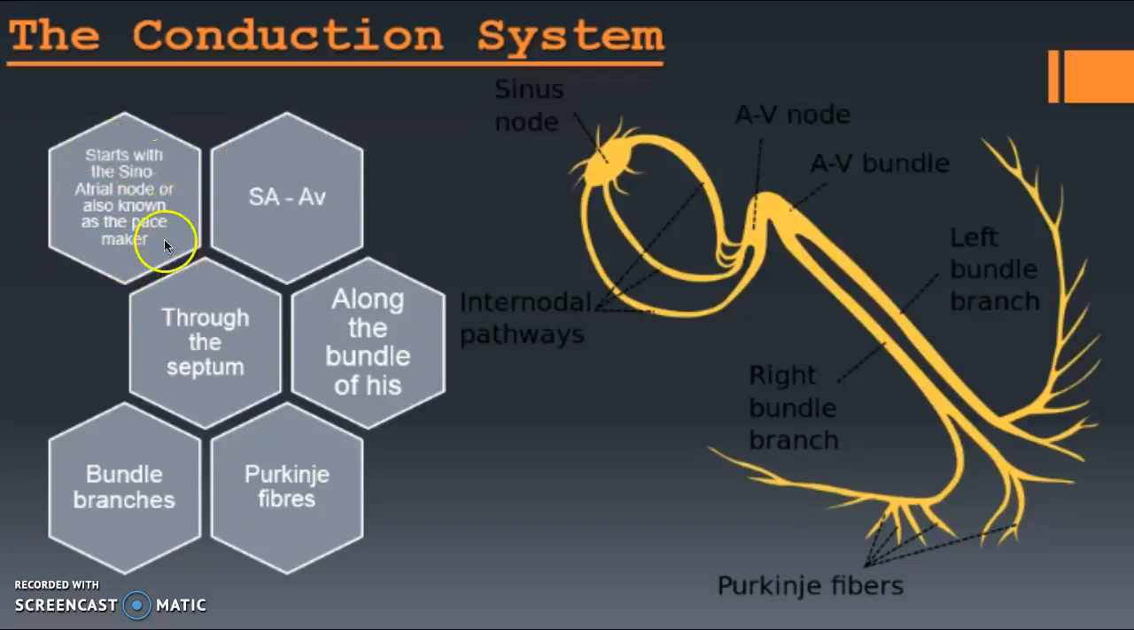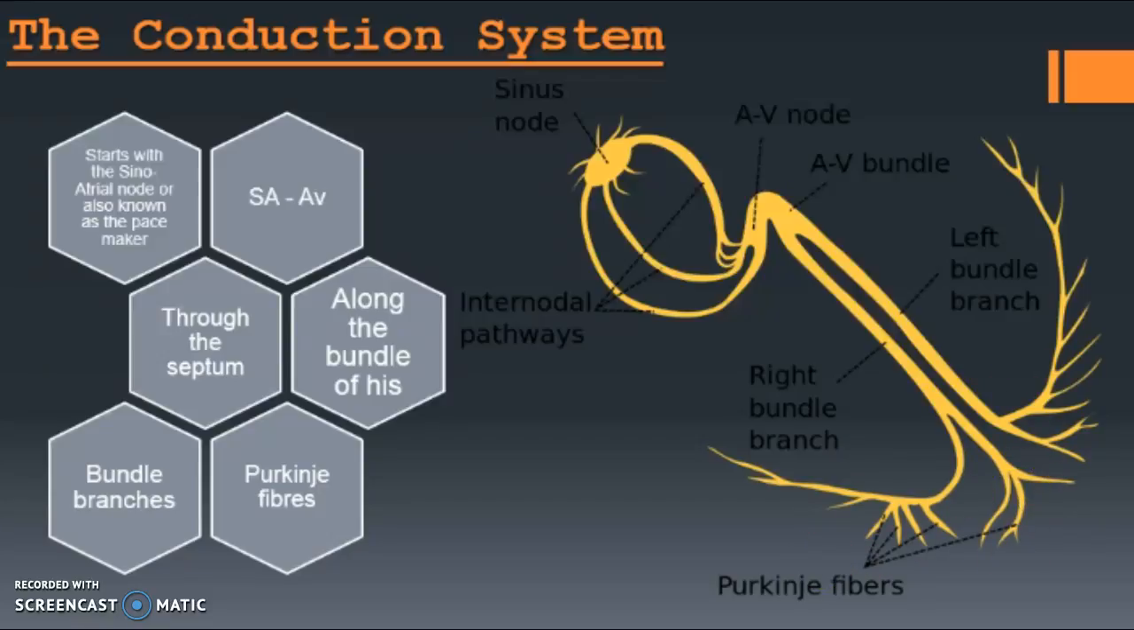So from the SA node, an impulse goes down to the AV node, which is down here, but it also spreads through the atria. So from the SA node down to the AV node, through the septum, along the bundle of His, which is down here, and then divides into the bundle branches, the left and right branch, which takes you to the left and right ventricle of the heart, which takes you to the Purkinje fibres.